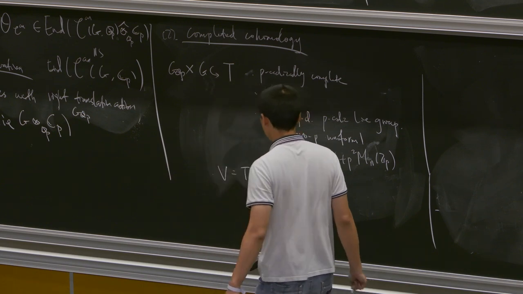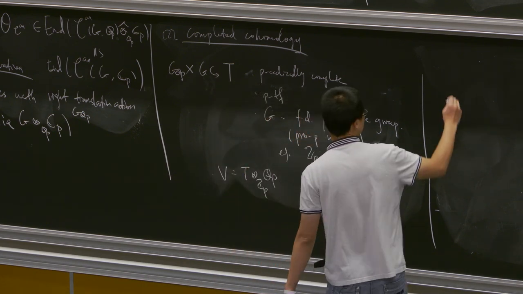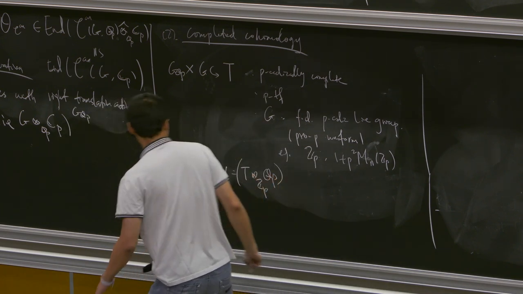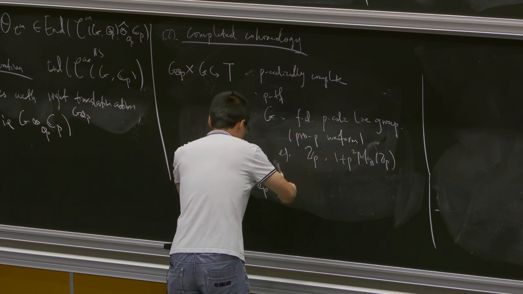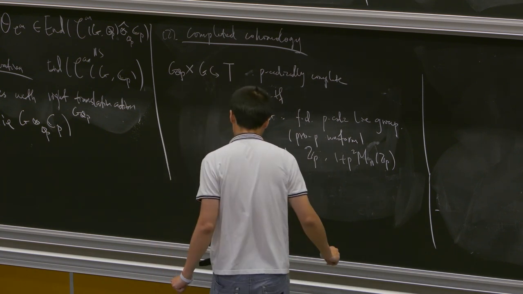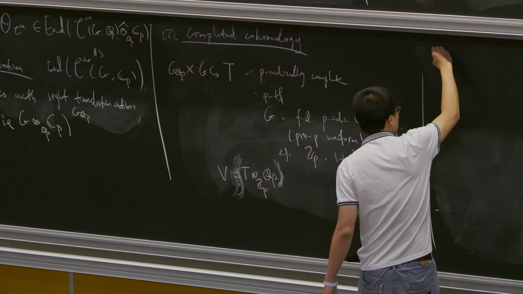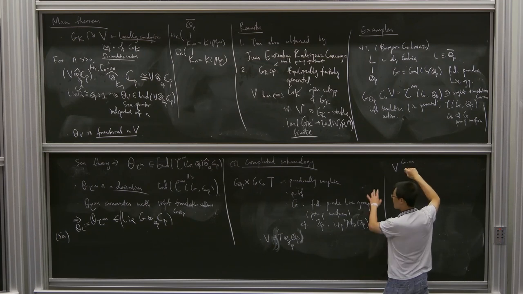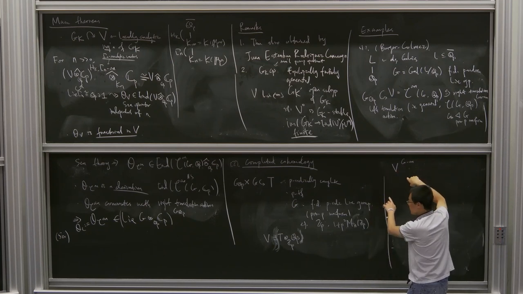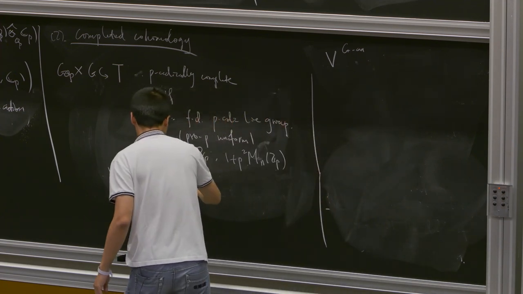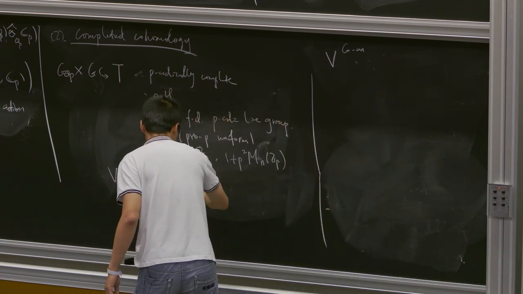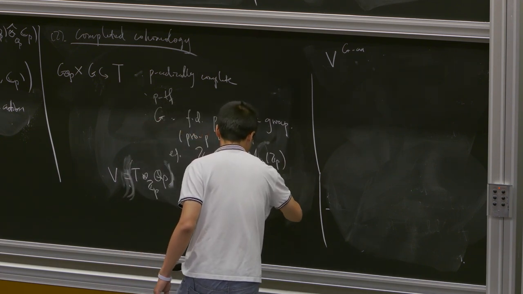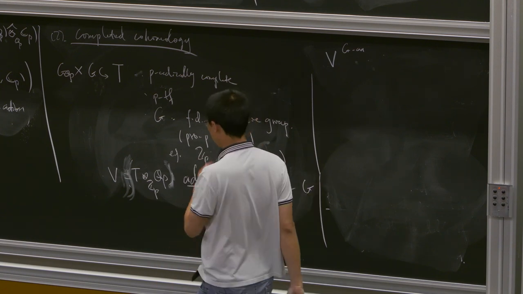Then I claim this, in this case, this is my V. But this will not be a locally analytic representation in general. So what I'm going to consider is the G analytic vectors. I forgot to make one more assumption, which is that this is admissible. Otherwise, this won't make sense. So this is an admissible representation of G.